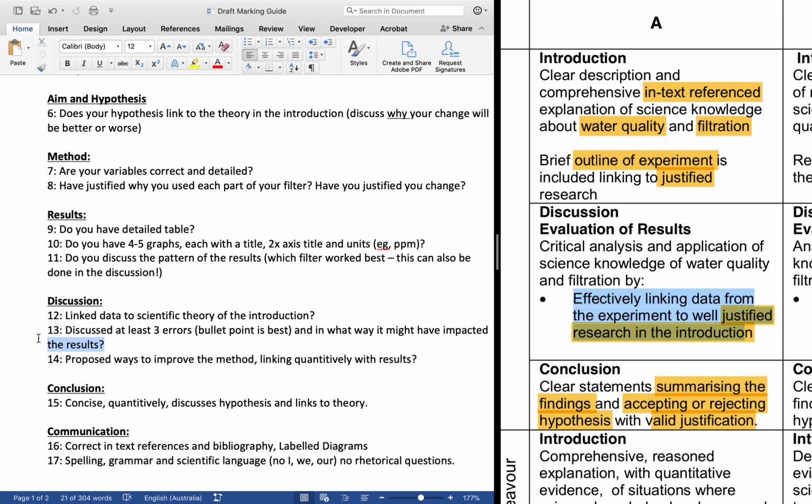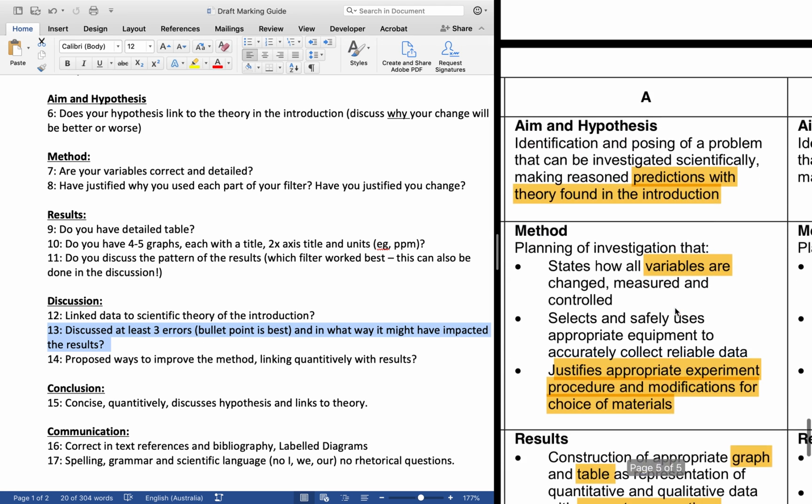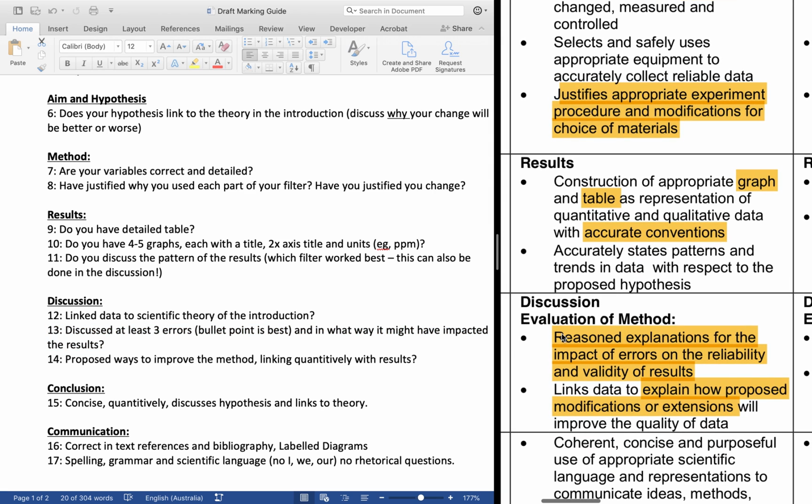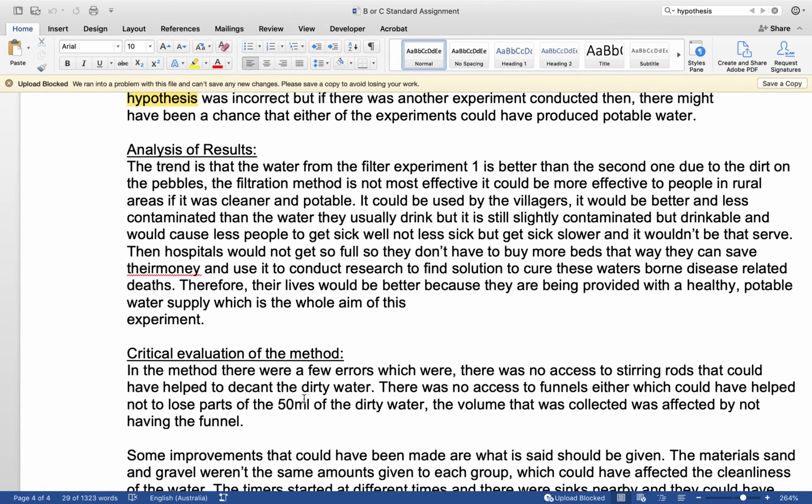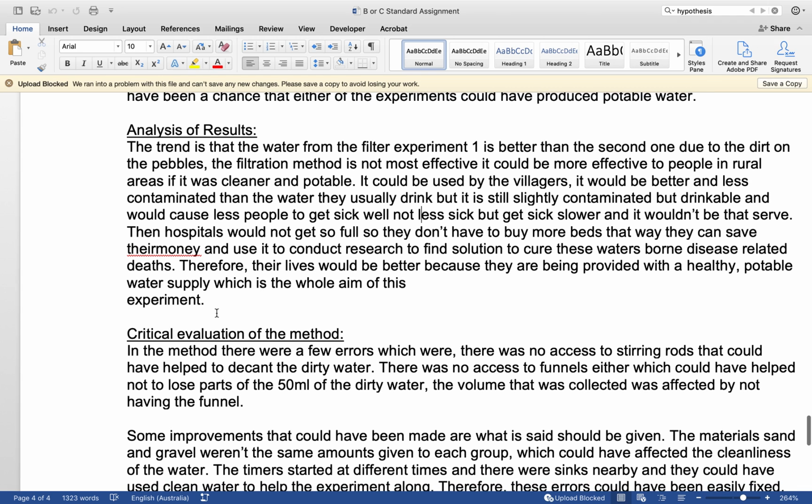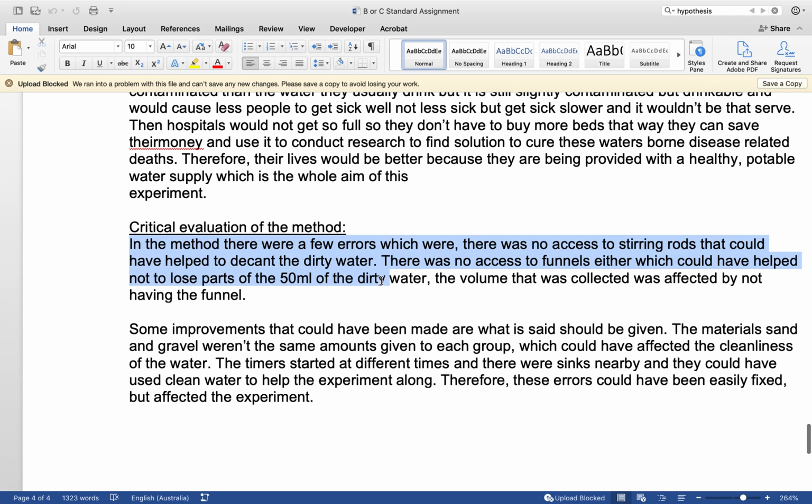Now, point 13, have you discussed at least 3 errors? This is now moving down to this section here. Do you have a reasoned explanation for the impact of errors on the reliability and validity of results? Let's have a look at the B or C student here. In the method, there are a few errors. No access to stirring rods. Actually, this is a pretty good job. They've talked about several reasons why their results weren't so accurate. I think this is a pretty good standard here.